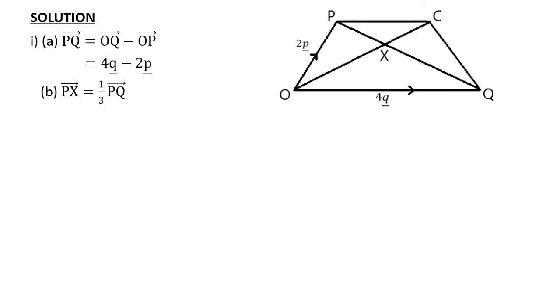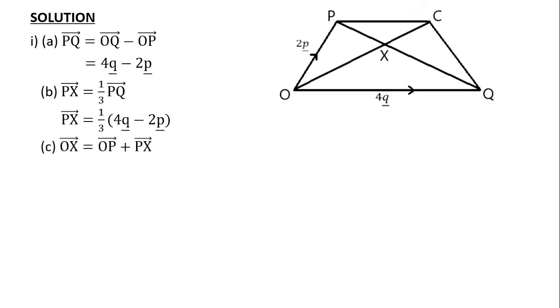Now the question is saying, given that PX to XQ is equal to 1 to 2, what we are supposed to do is to add 1 plus 2, which is going to give us 3. Therefore, PX is 1/3 of the vector PQ. So we are going to say vector PX equals 1 over 3 vector PQ. Where there's vector PQ, we'll replace it with 4Q minus 2P. So vector PX is equal to 1 over 3, open your bracket, 4Q minus 2P, close your bracket.